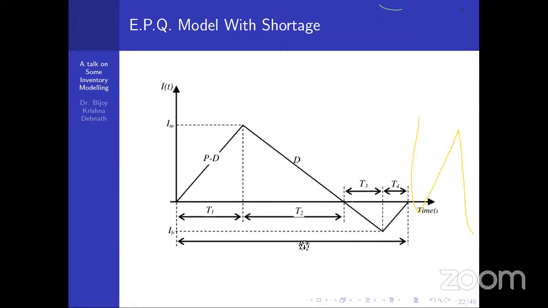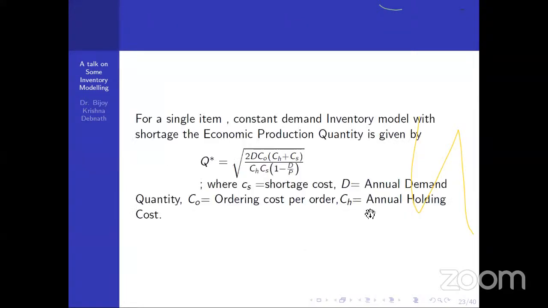Okay, in which the total cycle time is capital T. So capital T is equal to T1 plus T2 plus T3 plus T4. Okay. So in this case, our optimal production quantity is root under twice D C naught into (CH plus CS) by CH into CS, times (1 minus D by P).